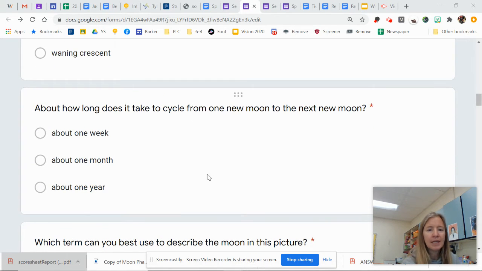About how long does it take to cycle from one new moon to the next new moon? So that means how long does one lunar cycle take, the time it takes for the moon to go around the Earth one time? Is it about 1 week, about 1 month, or about 1 year?